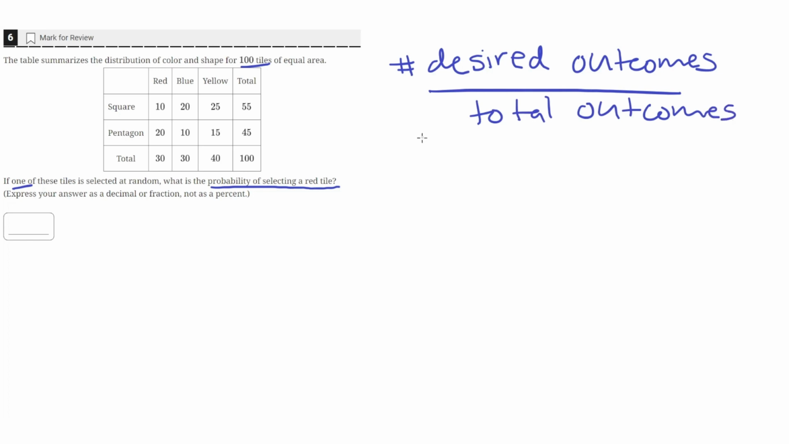So the number of desired outcomes in this case is selecting one red tile, and there's a total of 30 red tiles. These columns right here in the table show how many tiles are each color. So there are, for example, 30 red tiles, 30 blue tiles, and 40 yellow tiles, which add up to 100 total tiles. So the number of desired outcomes is 30, which is selecting any one of the 30 red tiles, divided by the total number of outcomes, which is selecting any colored tile out of the 100, which is 100, since we have 100 total tiles.